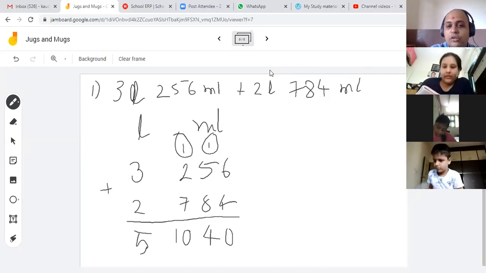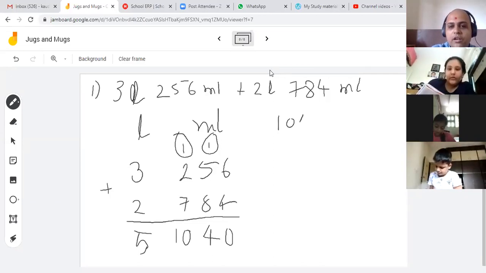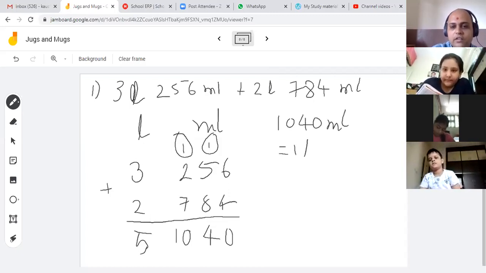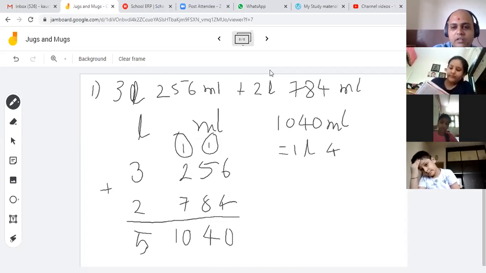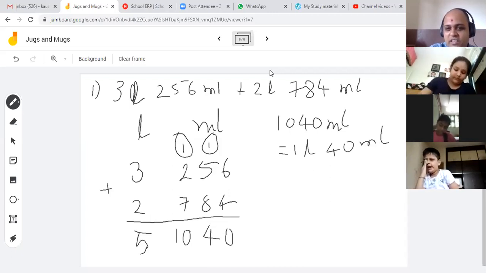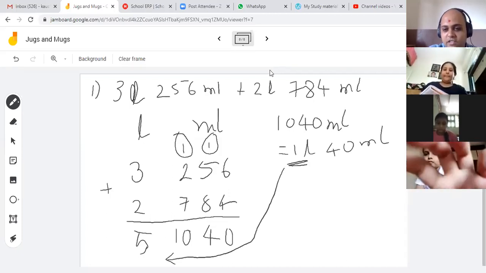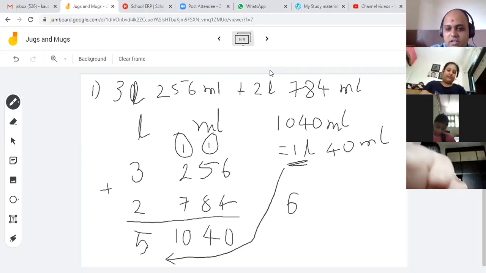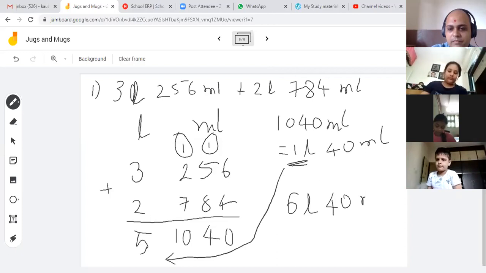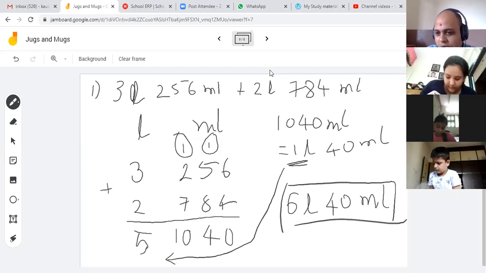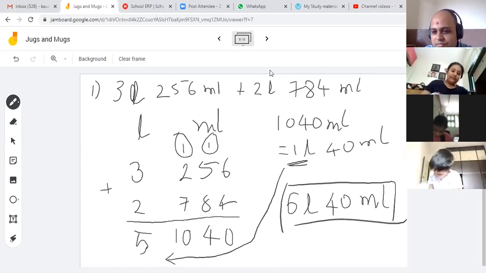Okay. So we have got 1040 ml, which is 1 liter and 40 ml. Yes. Right. And then this 1 liter has to be added to this one. So your final answer is 6 liter 40 ml. Okay. This is one way of doing it. Yes, everyone. Just like we did it for kilograms and grams. This is a very easy part.